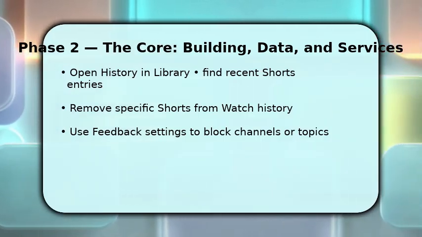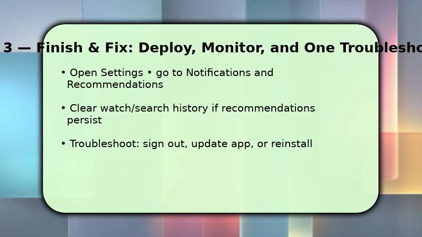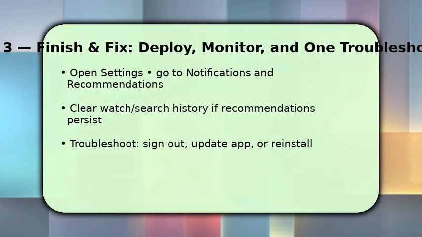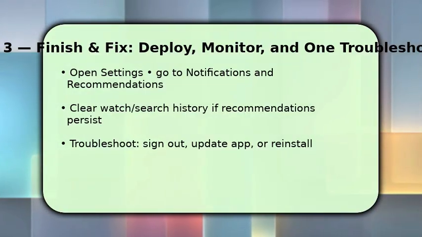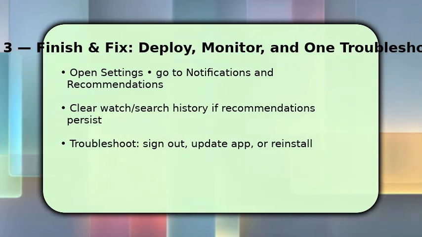To finish, open Settings and fine-tune recommendations and notifications. Turn off topics, reset interests, or pause watch history to prevent new signals. If unwanted shorts still appear, clear your watch and search history. That forces the algorithm to relearn.